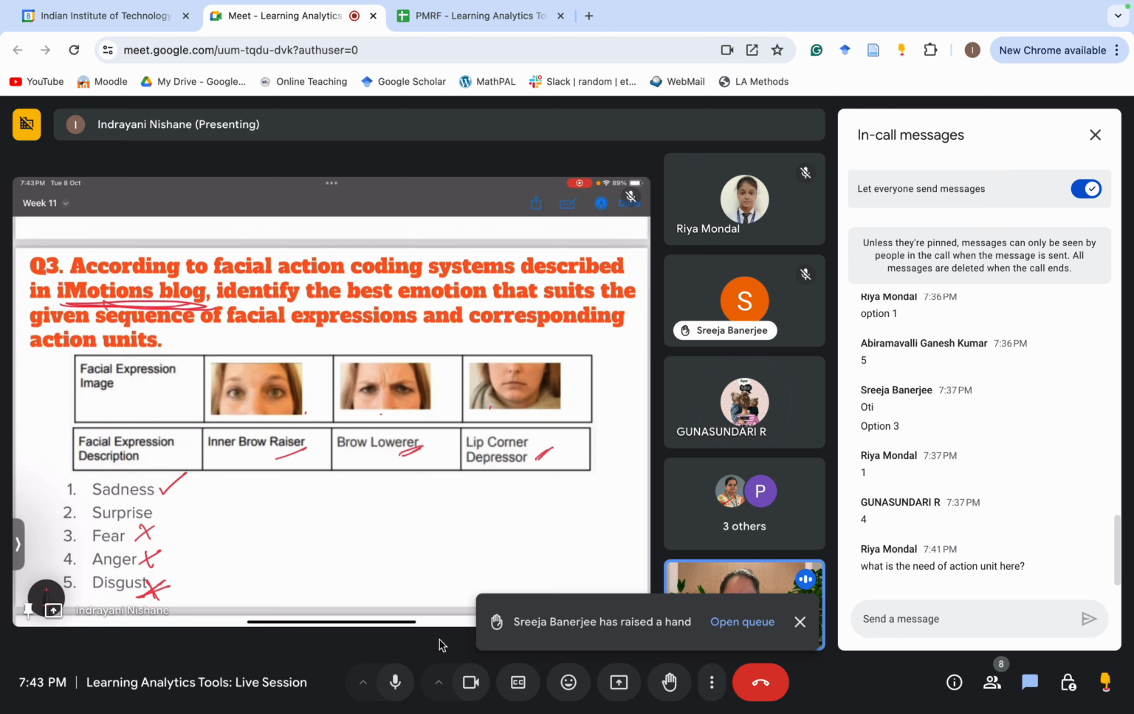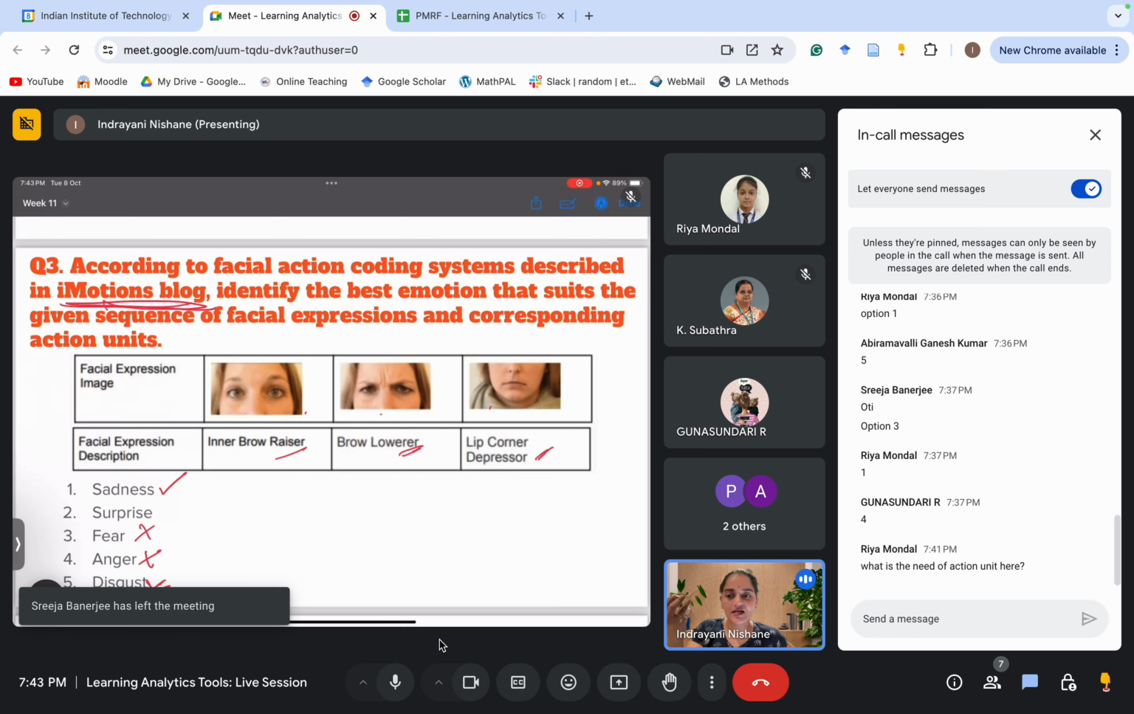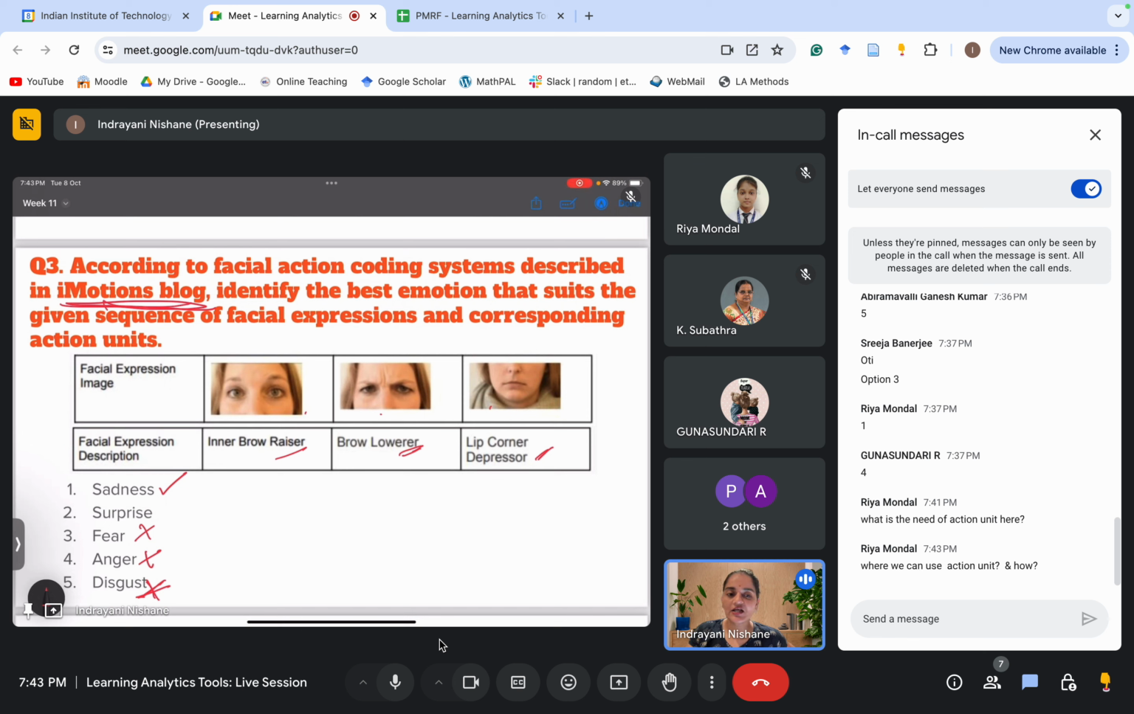I'll try to relate this to the previous topic. There is attendance, there is assignment marks, there is project marks. All this can be used to predict the student's final marks. So these are all features which are together used to predict some dependent variable, right? Here the features are called action units. These action units together will tell us which emotion is getting displayed through our facial expressions.